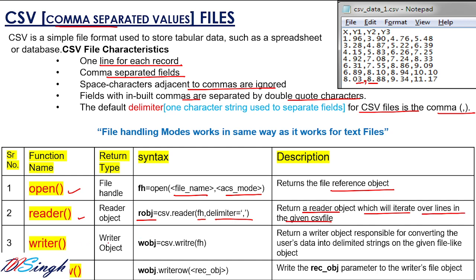Then we have the writer function, which returns the writer object, which is used to call the writerow function, by which we can put records inside the CSV file. Inside writerow you will pass your record object. There is one more function called writerows. If you want to put some iterable object into the CSV file, then you need to use that function.